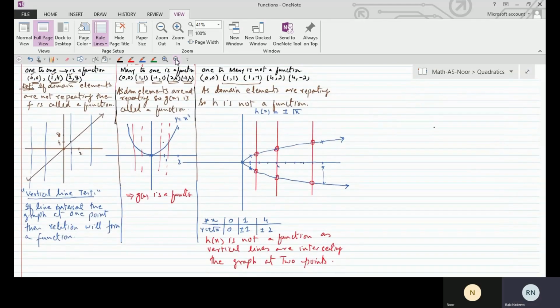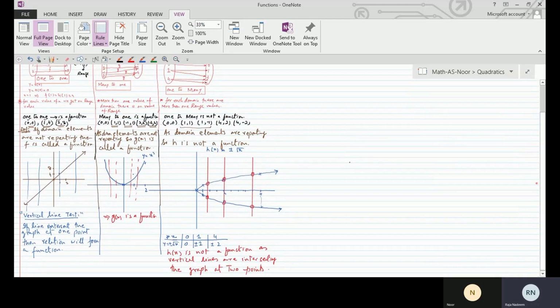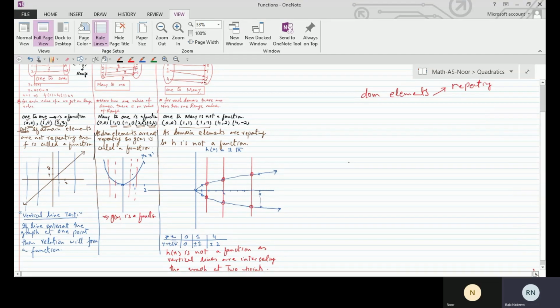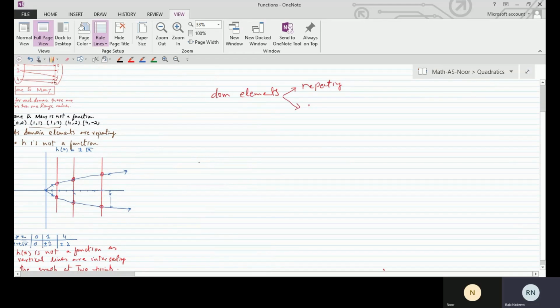So from this whole thing, if we conclude how to check whether a relation is a function, we normally apply two methods. One is we check domain elements. If domain elements are repeating, we say it is not a function. If they are not repeating, we say the relation is a function.